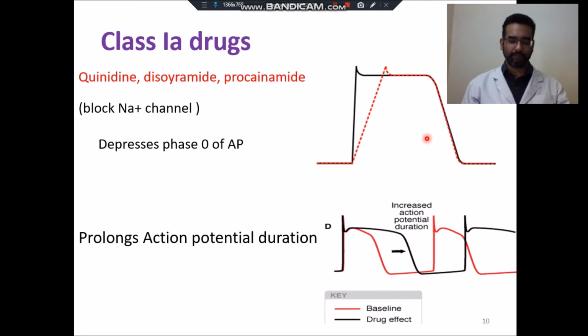Now you need not get confused by these two diagrams. These are not two different diagrams, but one. What I mean to say is that these two mechanisms are exerted in the same action potential, but I've drawn two curves here so that you can understand. Class 1A drugs have two mechanisms. First, they depress the phase 0, the phase of depolarization, and second, they will prolong the action potential duration. That much you need to remember.